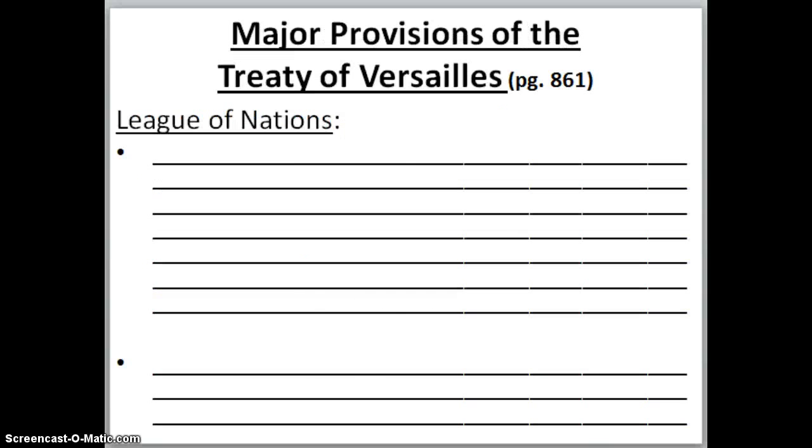So right now, you need to open up your textbooks to page 861, and you are going to fill out the major provisions of the Treaty of Versailles. So page 861, you're going to fill out the League of Nations, territorial loss, military restrictions, and war guilt.